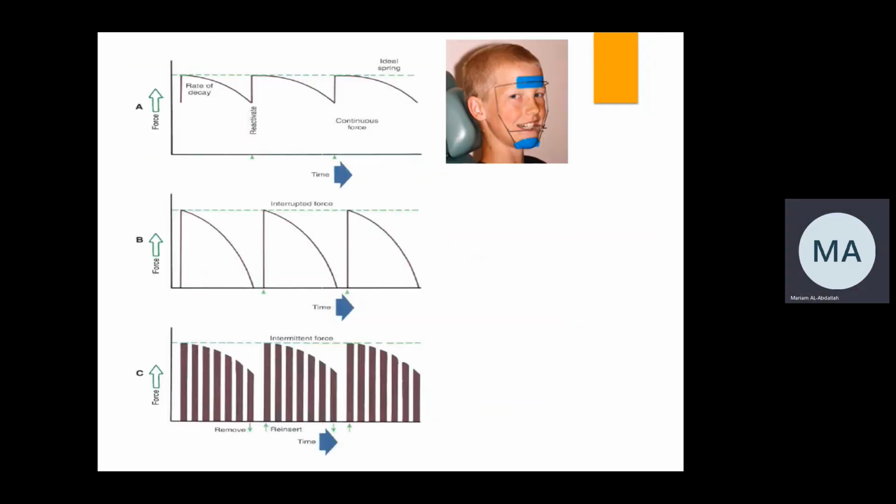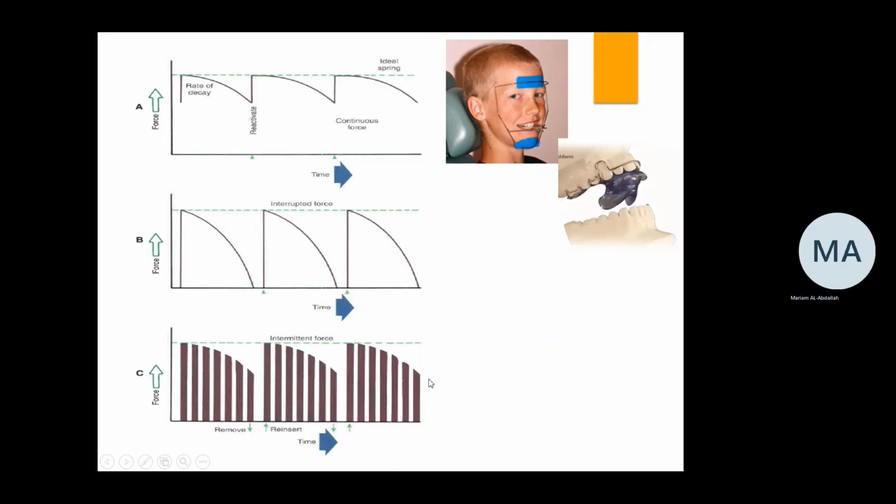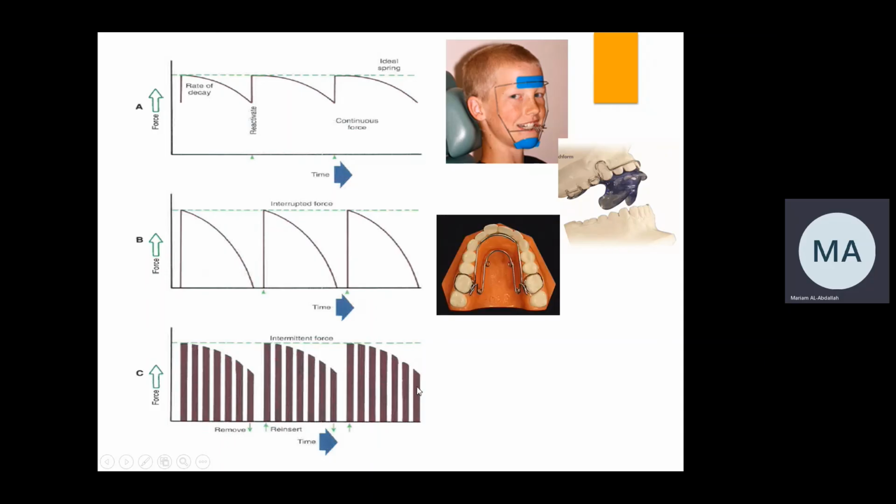So if we remember, when we talked about growth modification, the face mask actually represents this type of force decay. Okay, and it is called the intermittent force. Anything removable, like the medium opening activator, again, it is represented with this diagram, the intermittent force.